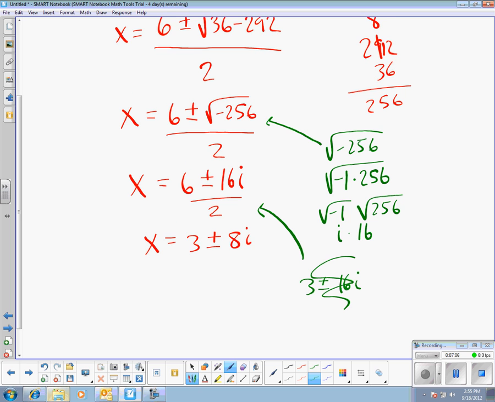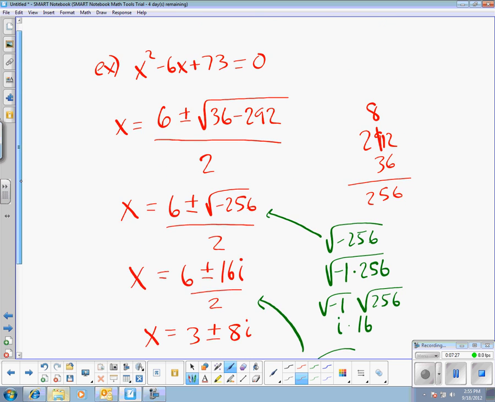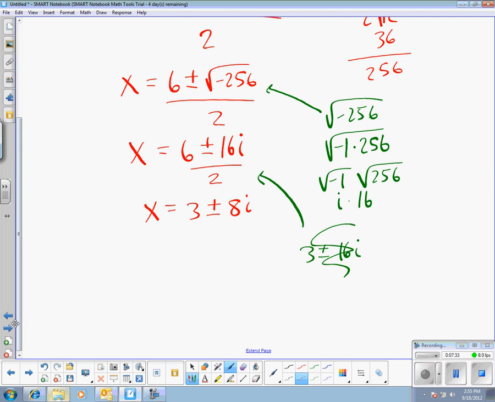Okay, so the first part of my instructions were to find the two solutions. I knew there were two because it was second degree, and now I've found them. So now I just want to check one. The book only asks us to check one of them. So let's check 3 plus 8i. And by checking it, I mean take the original function and plug 3 plus 8i in for x and see what we get. There's my original. x squared minus 6x plus 73 equals 0.